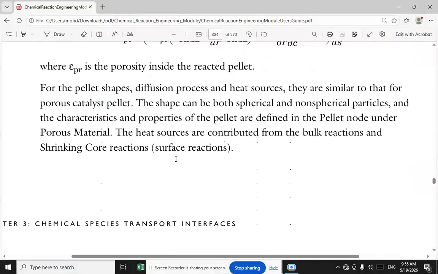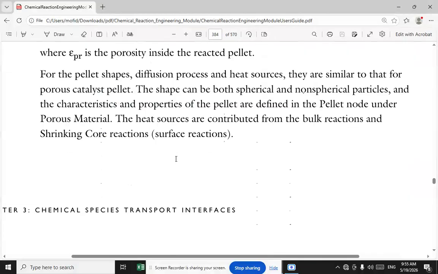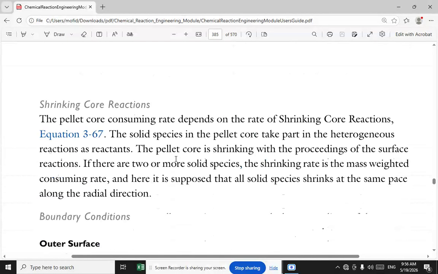The shape can be both spherical and non-spherical particles, and the characteristics and properties of the pellet are defined in the pellets node under the porous material. The heat sources are contributed from the bulk reactions and shrinking core reactions for surface reactions.